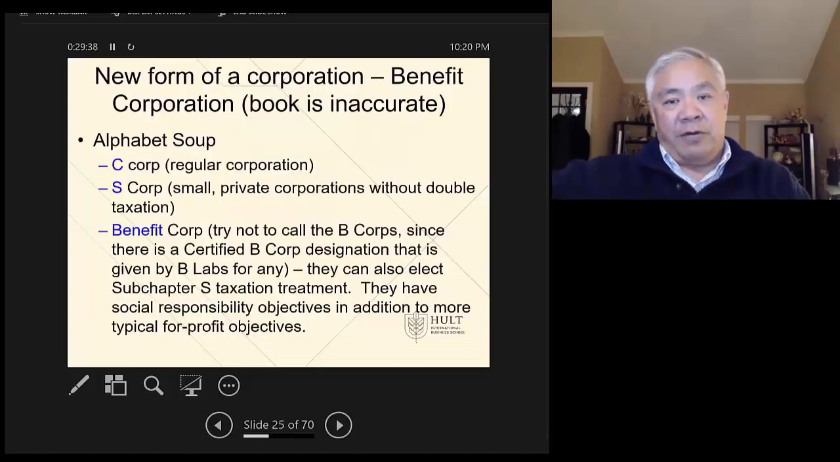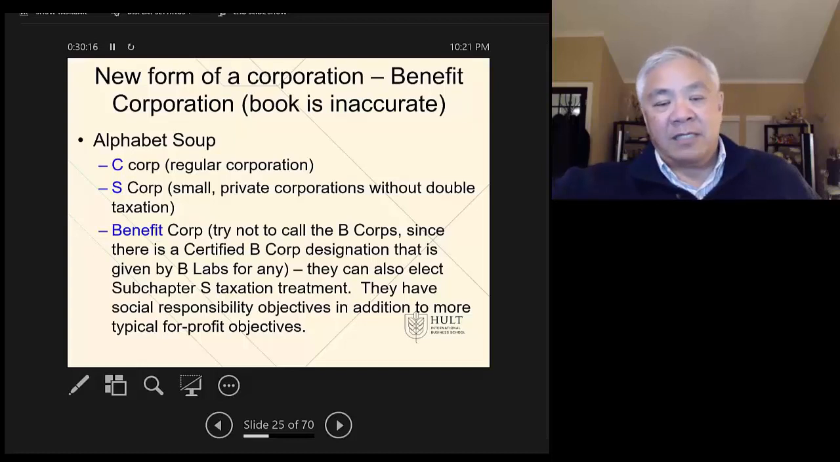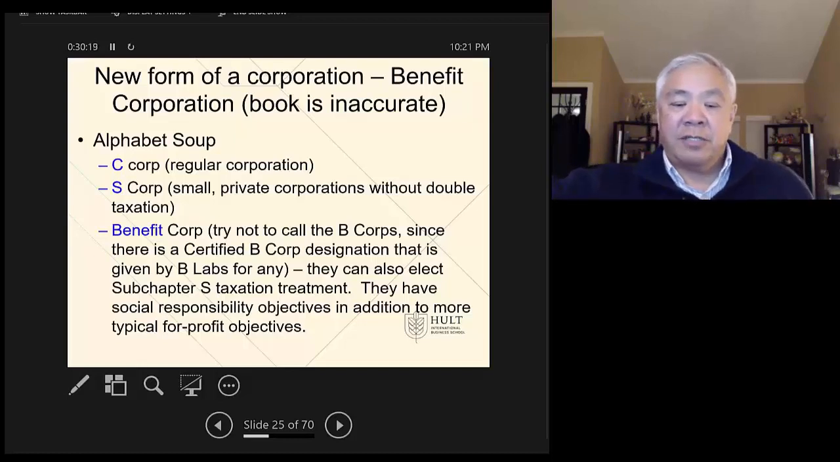Now, there's a new kind of corporation that is not uniformly available in the United States yet. Let's say it's about half of them. It's called a benefit corporation. And here I want to point out that there was a slight inaccuracy in the book, and I'll tell you what that means. So I call this alphabet soup. We have C Corps, S Corps, and we have something that people are tempted to call the B Corp. So a benefit corp is a for-profit corporation. However, they also have social responsibility or environmental objectives. So there's a social impact investment, and that's why it's called a benefit. It's a social benefit corporation.